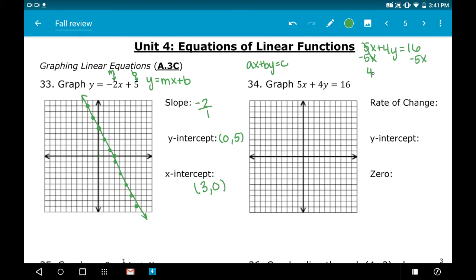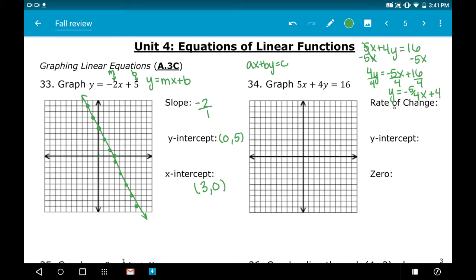So I get 4y equals -5x plus 16. Then divide everything by 4. So we have y equals -5/4 x. 16 divided by 4 is +4.